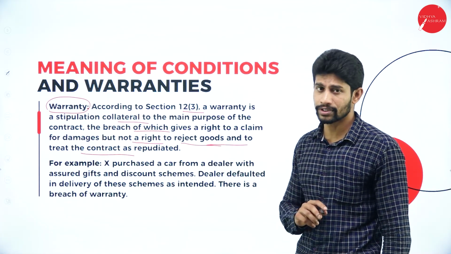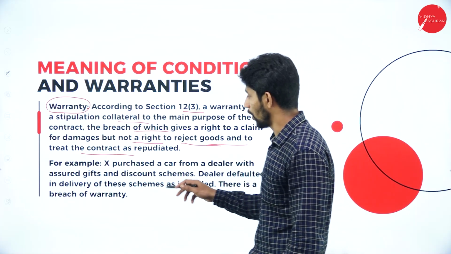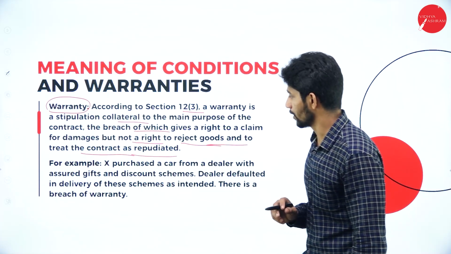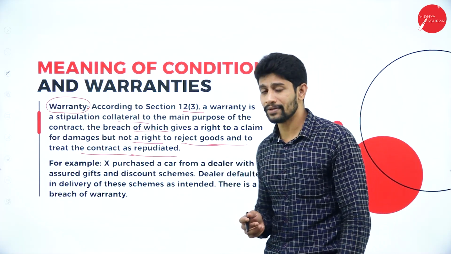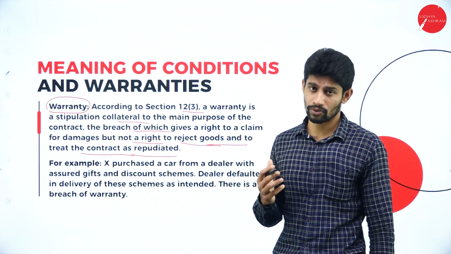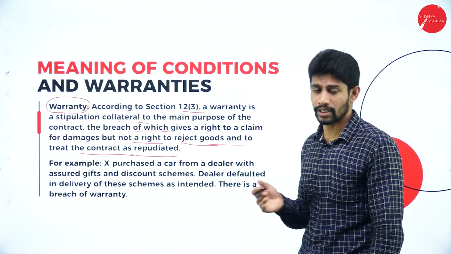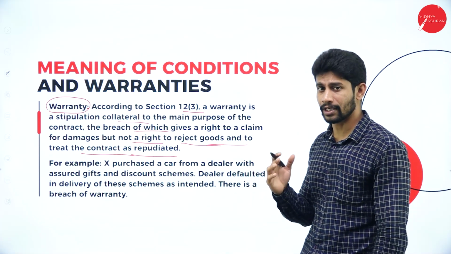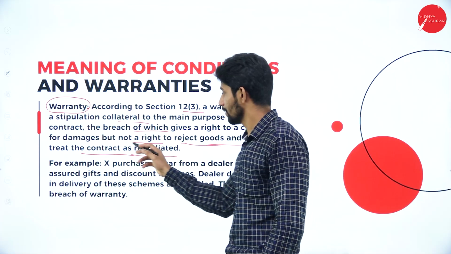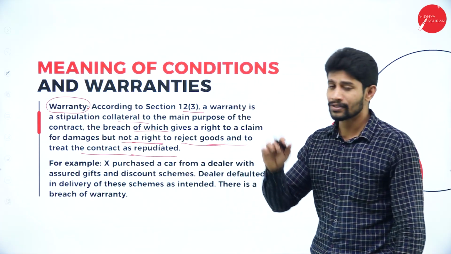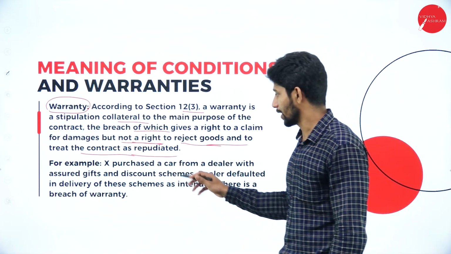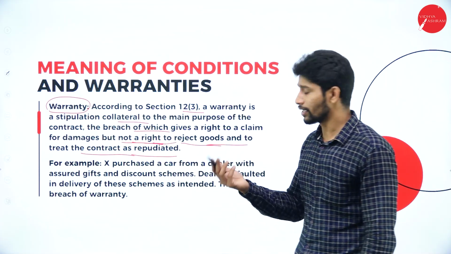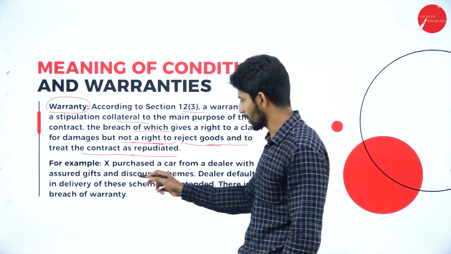They will be having the right to reject goods and to treat the contract as repudiated. Okay, they will not be having the right to reject the goods. Under conditions, if they are not fulfilled, they can reject the goods. But under warranty, if the conditions are not fulfilled, they can sue for damages, but they cannot reject the goods. Here you can see the example.